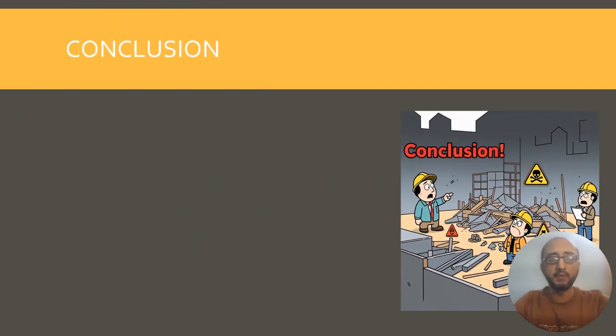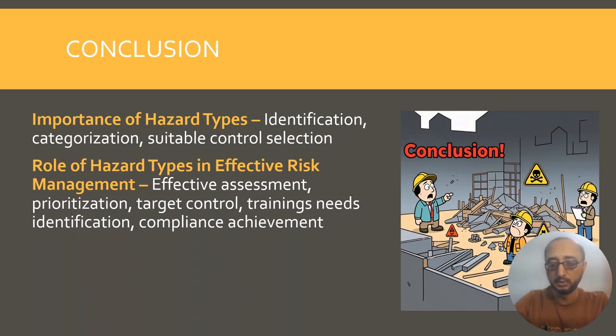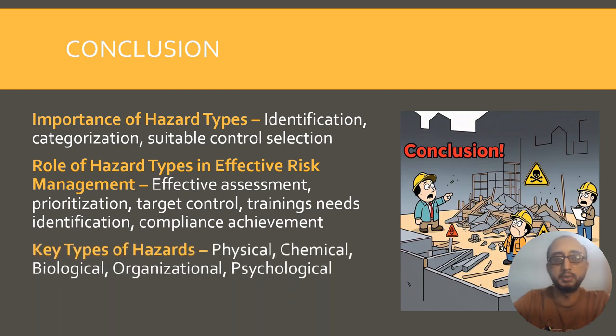So we have concluded today's topics. Let's conclude them. We understood the importance of the hazard types. Basically, they help in identification and categorization of the risk. Then they let us select suitable control measures. They play a crucial role in effective risk management. They make our risk assessment process more effective. They let us identify targeted controls as per the hierarchy of control, identify the training needs required for different hazards, and comply with or meet the legal requirements.